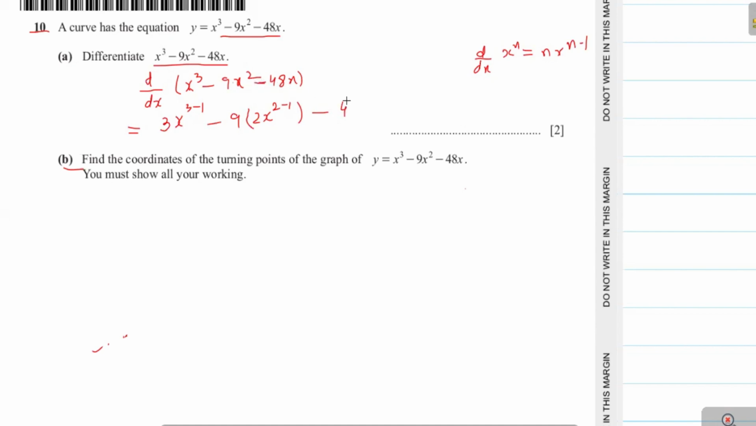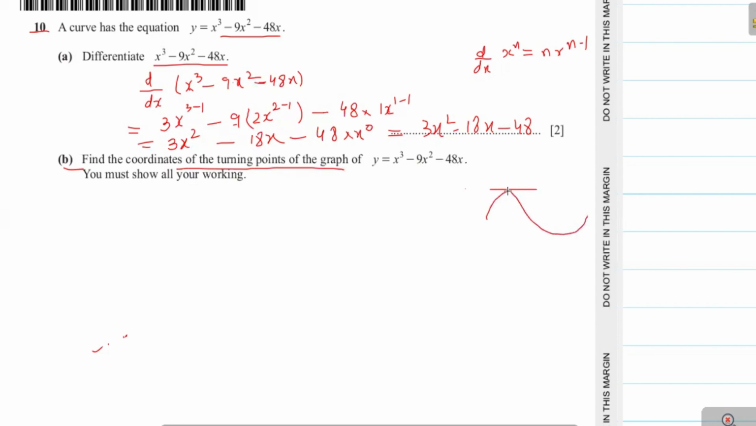Next, we have to take the derivative of 48x. There will be 48 into 1 into x to the power 1 minus 1. This value becomes 3 into x squared, and 18 into x, and 48 because x to the power 0 is 1. Therefore, the function becomes 3x squared minus 18x minus 48. And next, part B, find the coordinates of the turning points of the graph. Look here, suppose this is the graph, and at the turning points, the gradient of the tangent is 0. And dy over dx is the gradient of the tangent.